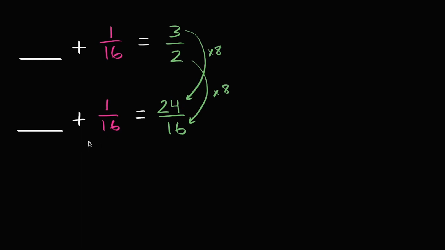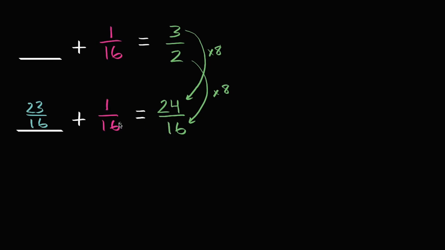Now at this point, you might be able to do it in your head. You'll say, okay, blank plus 1/16 is equal to 24/16. We could view this as a certain number of sixteenths. So how many sixteenths plus 1/16 is going to be 24/16? Well, 23/16. If I have 23/16 and I add one more 16th, I'm going to have 24/16.